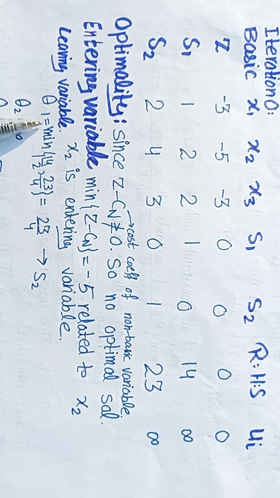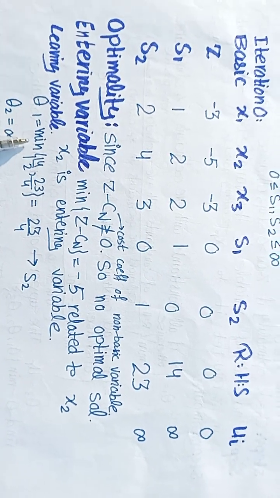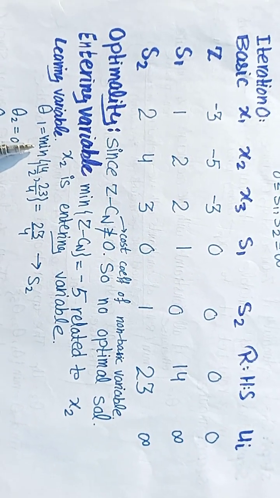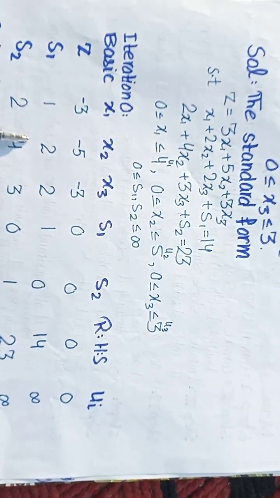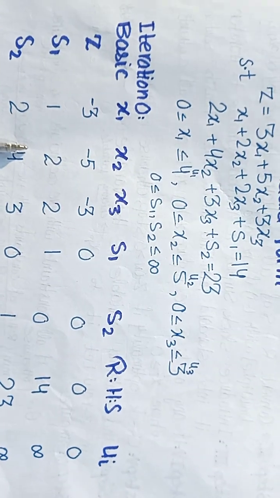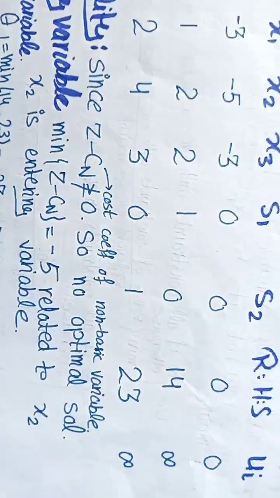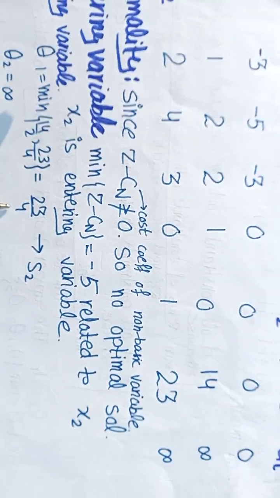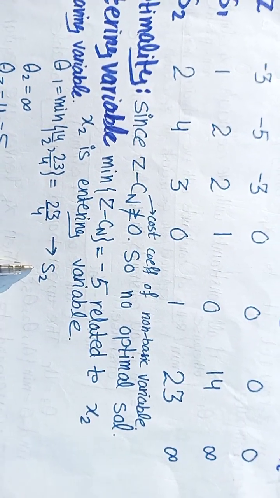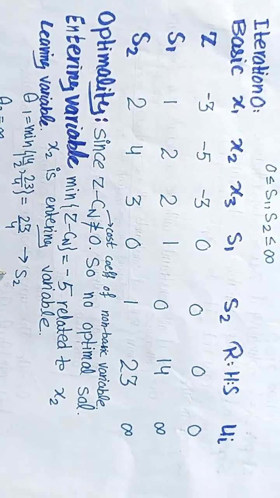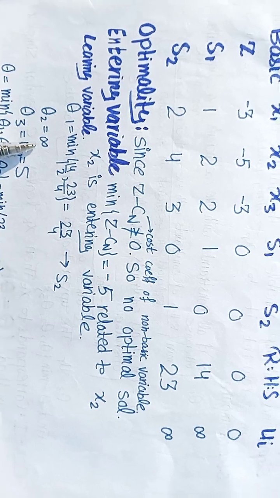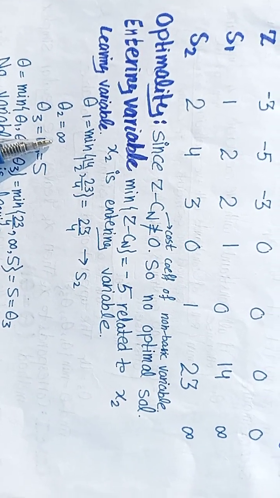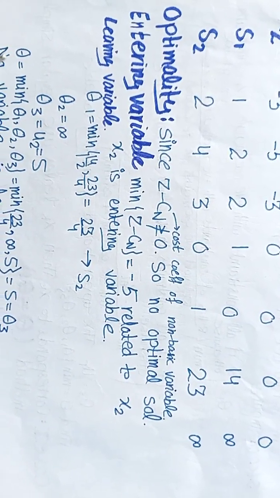Now to check the leaving variable, theta1 equals the minimum of 14/2 and 23/4, the right hand side divided by the entering variable column. Theta1 equals 23/4, corresponding to s2, the minimum. Theta2 equals infinity. This algorithm needs focus, to find this problem easily.